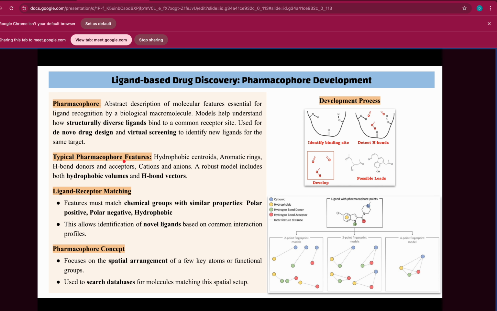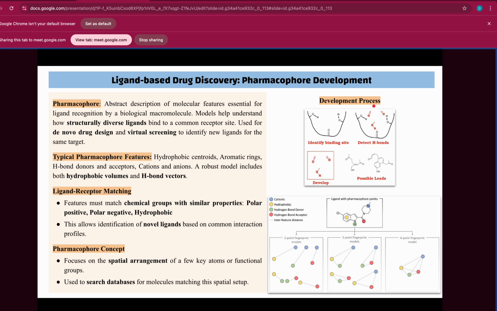So typical pharmacophore features are hydrophobic centroids, aromatic rings. So in pharmacophore, we know that these are the structural properties. So what could be different structural properties? They could be hydrophobic centroids, or aromatic rings, hydrogen bond donors, acceptors, because they are responsible to bring about certain activity. So these are the features which are mainly considered. And a robust model includes both hydrophobic volumes and hydrogen bond vectors. So mostly these are the groups which are responsible for different interactions. They are mostly well studied pharmacophore features which are mainly considered.